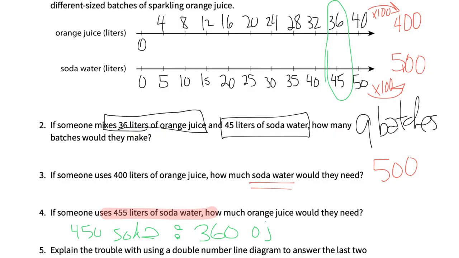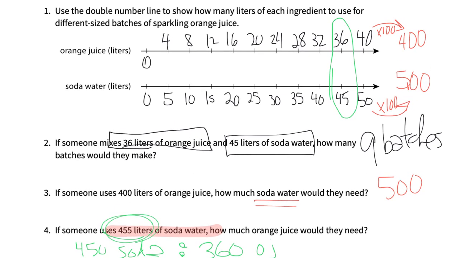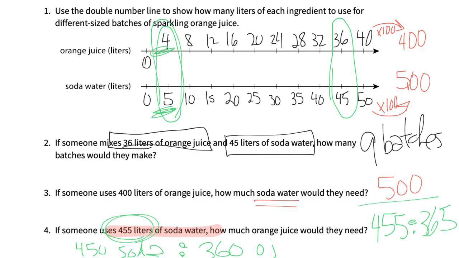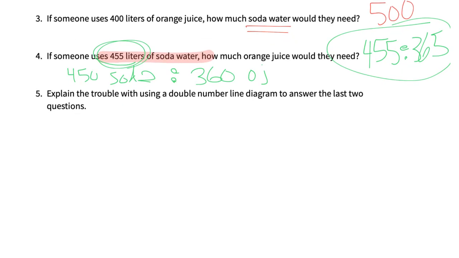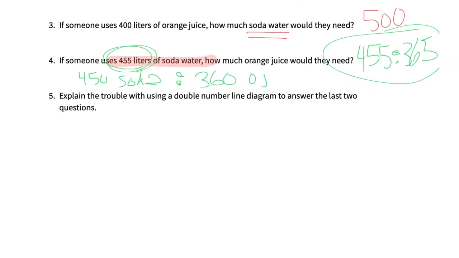But then we need 5 more liters, because it says right here we need 5 more liters. So we can use this ratio right here. 5 more liters of soda gives us 4 more liters of OJ. So that gives us 455 to 365. Whoa, 365. Now we're starting to see, explain the trouble with using double number line. Well, it starts to get bulky. The numbers start to get large, and it's hard to fit everything in.